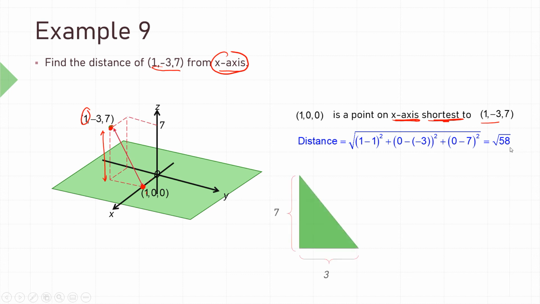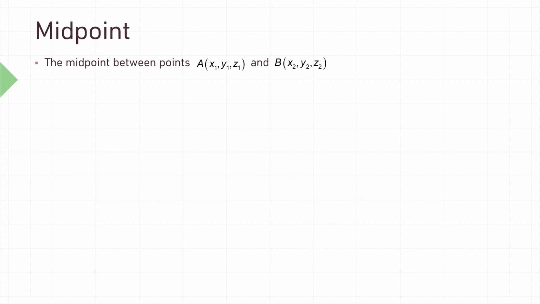You get root 58. So alternatively, you can use this, what we call Pythagoras theorem, using this triangle. This is the triangle here. I bring this triangle to this one.